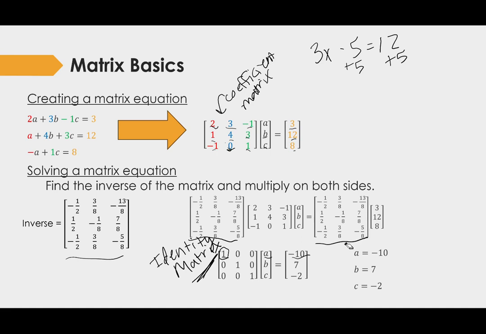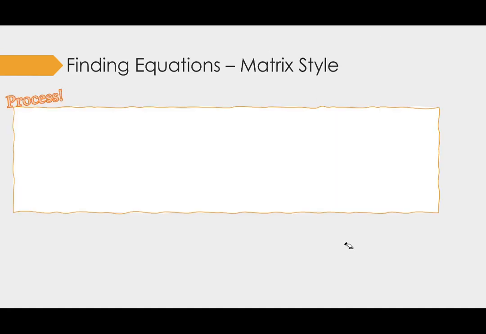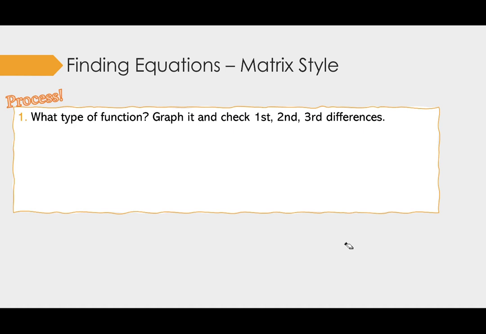So this is what our process is going to look like when we get to Excel. First, we're going to decide from the data points that we have which function we're looking at. You can graph it in Excel. We can check the differences. You know from earlier videos that if the first differences are constant, it's linear, and if the second differences are constant, it's quadratic. Third differences being constant means cubic. We haven't talked about that yet. It means a degree of 3.